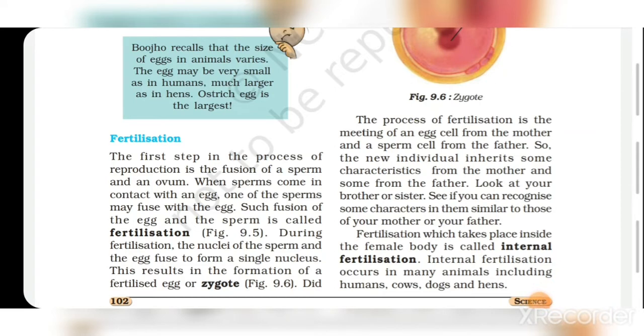Today we are going to continue our chapter number 9, reproduction in animals. In the previous lecture we studied about the types of reproduction. Generally there are two types of reproduction, sexual reproduction and asexual reproduction, and the female reproductive organs and the male reproductive organs. Now today we are going to discuss fertilization.